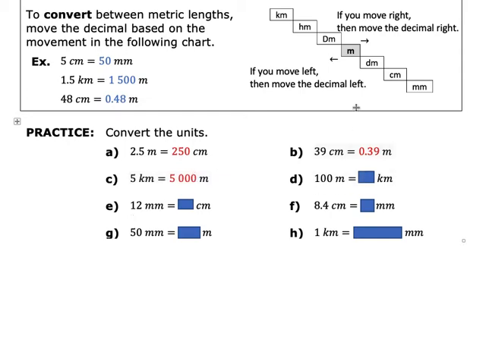100 meters. Meters to kilometers. 1, 2, 3 to the left. So moving our decimal 1, 2, 3 spaces to the left, that is 0.1.